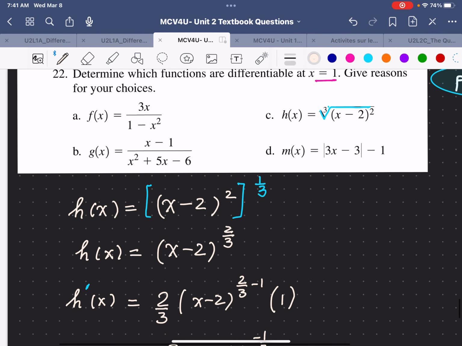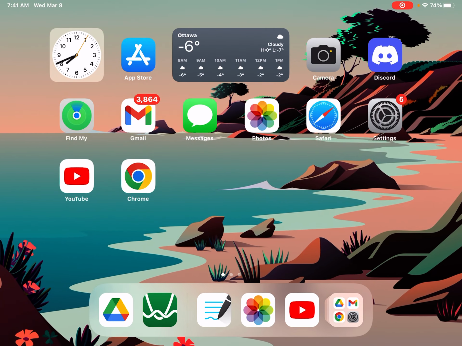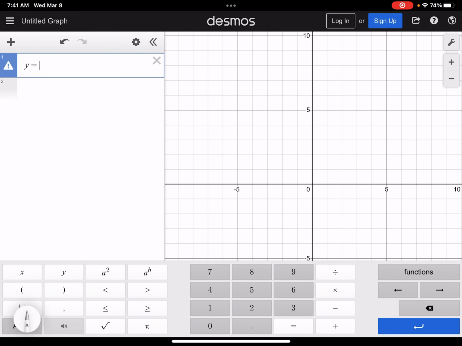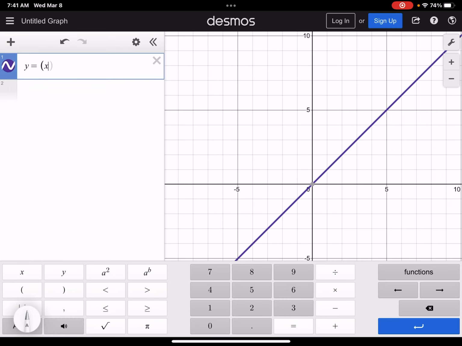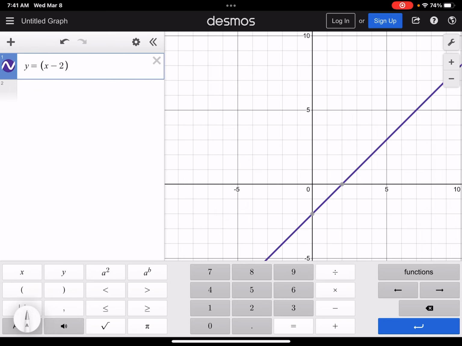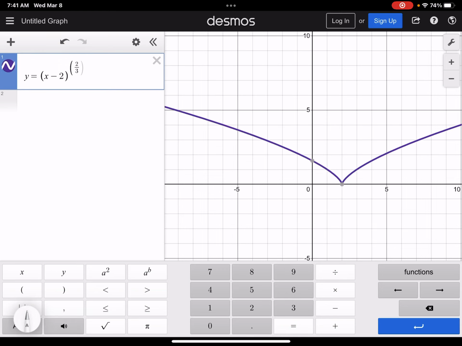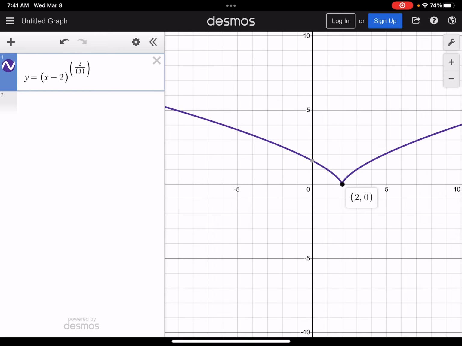Let's take a look and see what the graph of this function looks like. In this case, we had y equals x minus 2 to the power of 2 over 3. I'll keep the power here in brackets just to be sure. As you can see, this function is non-differentiable at 2 because it presents a cusp, which means that the tangent line will be vertical. And at x equals 1, you see that you can draw a tangent perfectly well, and that means that the function is differentiable at 1.